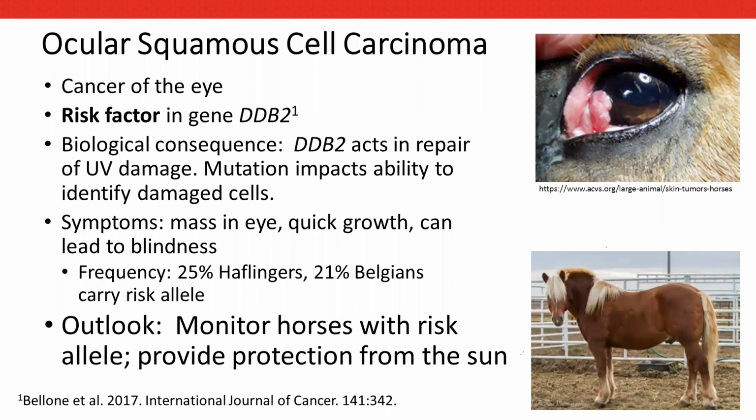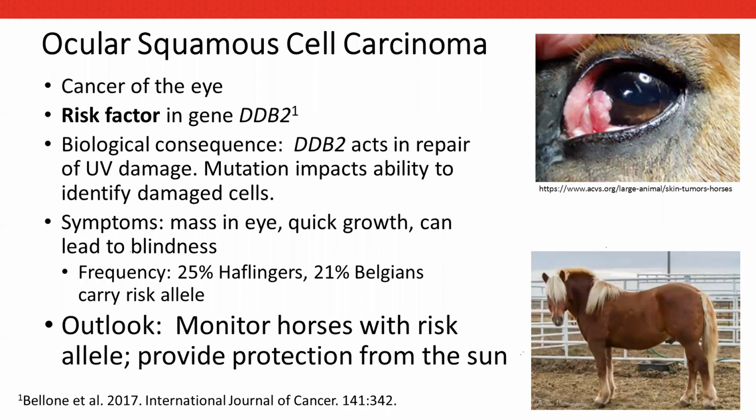If you can't fix this DNA damage, it leads to cancer. So symptoms are a mass in the eye, as you can see in that picture. Those masses usually grow pretty quickly, and they can lead to blindness. So sometimes they can be removed and you can keep an eye on it, pun intended, or other times they can unfortunately invade other cells in the eye and lead to blindness. So frequency is pretty high in Haflingers and in Belgians. And Belgians and Percherons are pretty closely related to Haflingers genetically, so that makes some sense.